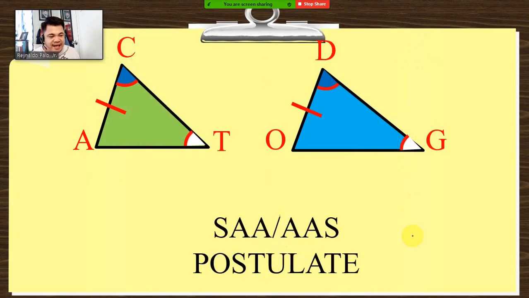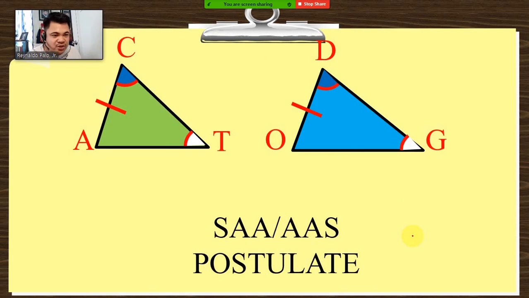Now let's have the last one. We have the SAA or AAS. Okay, so we can say SAA or AAS postulate. So what is this? Okay, so we have the angle-angle-side postulate. What do we mean by this? Two angles and then the side opposite to one angle.